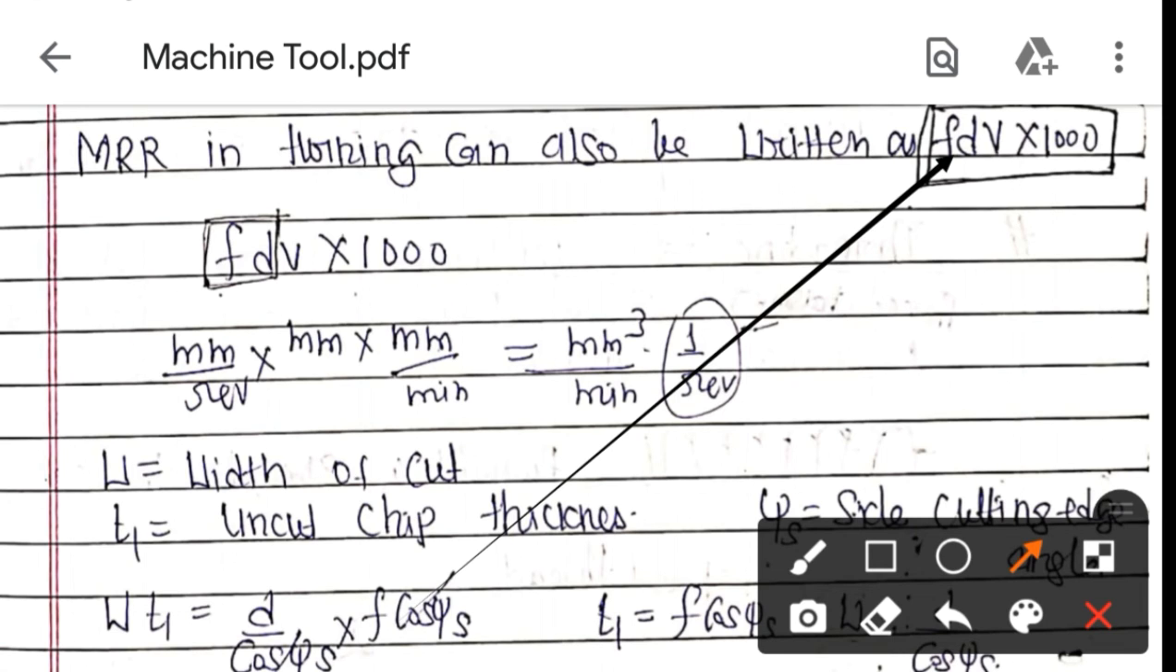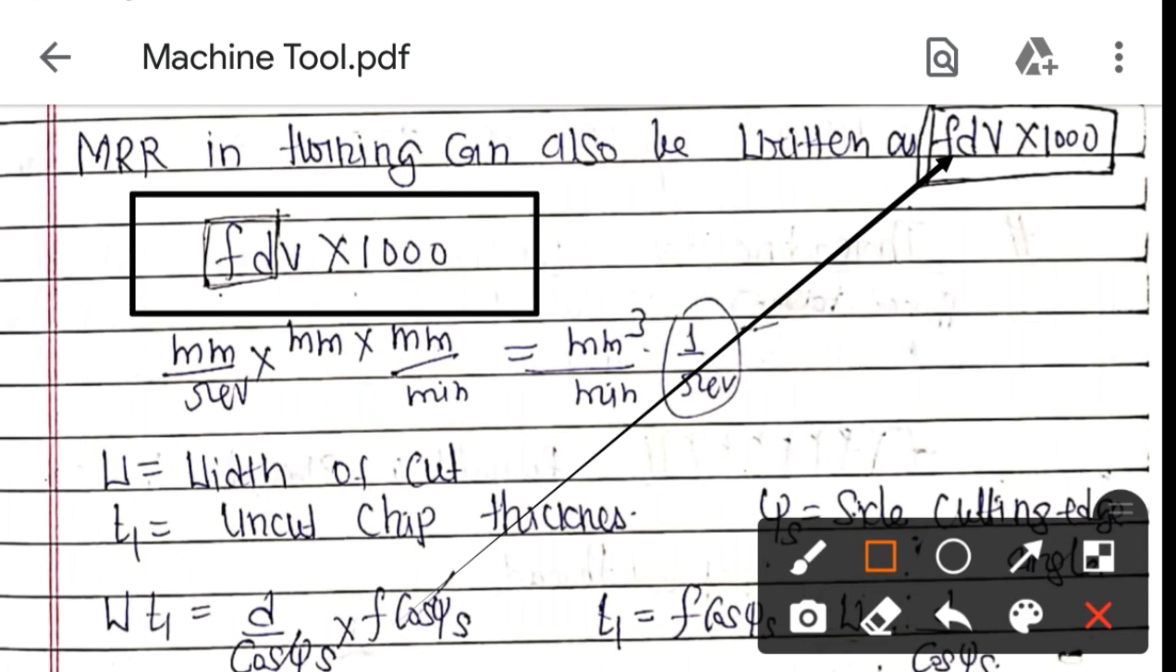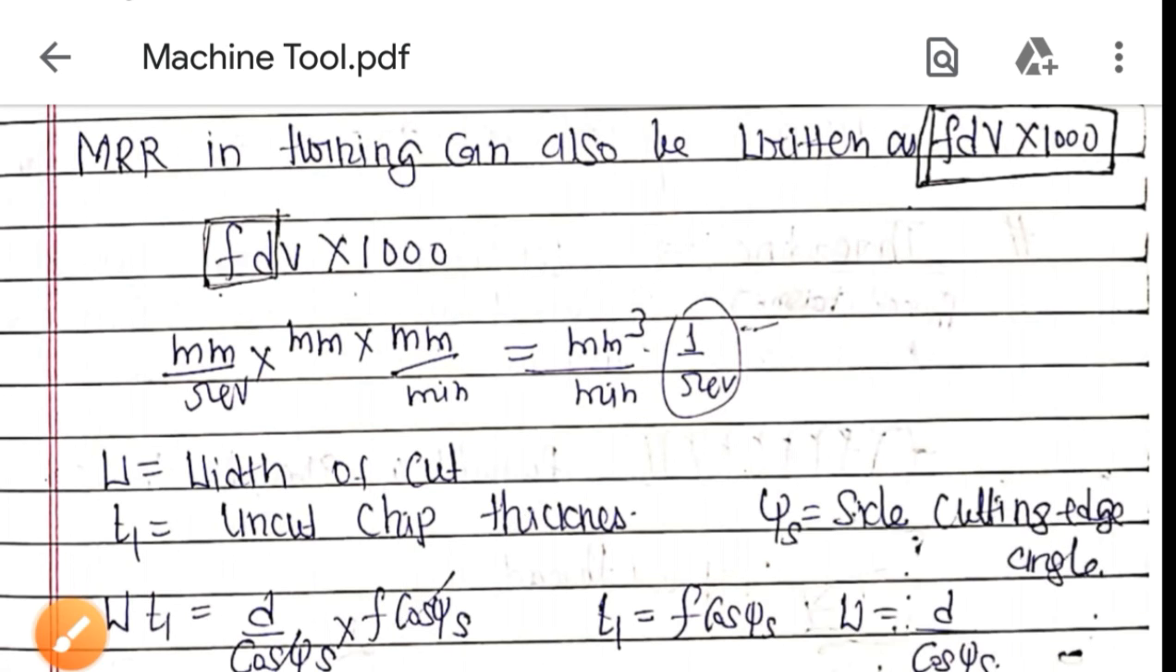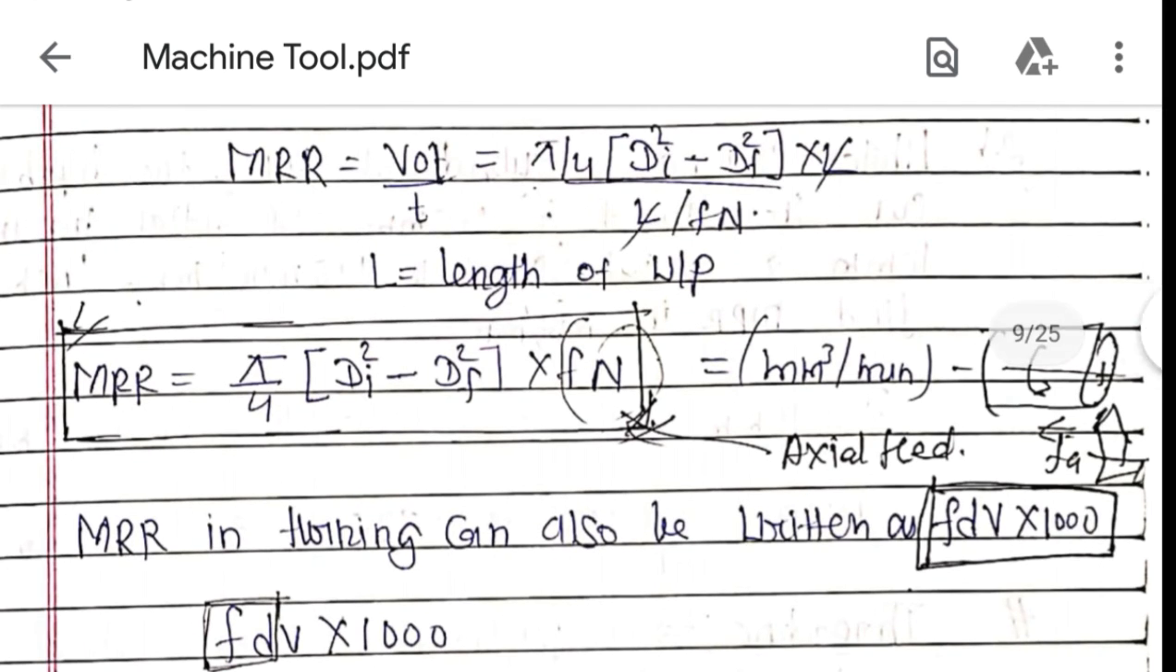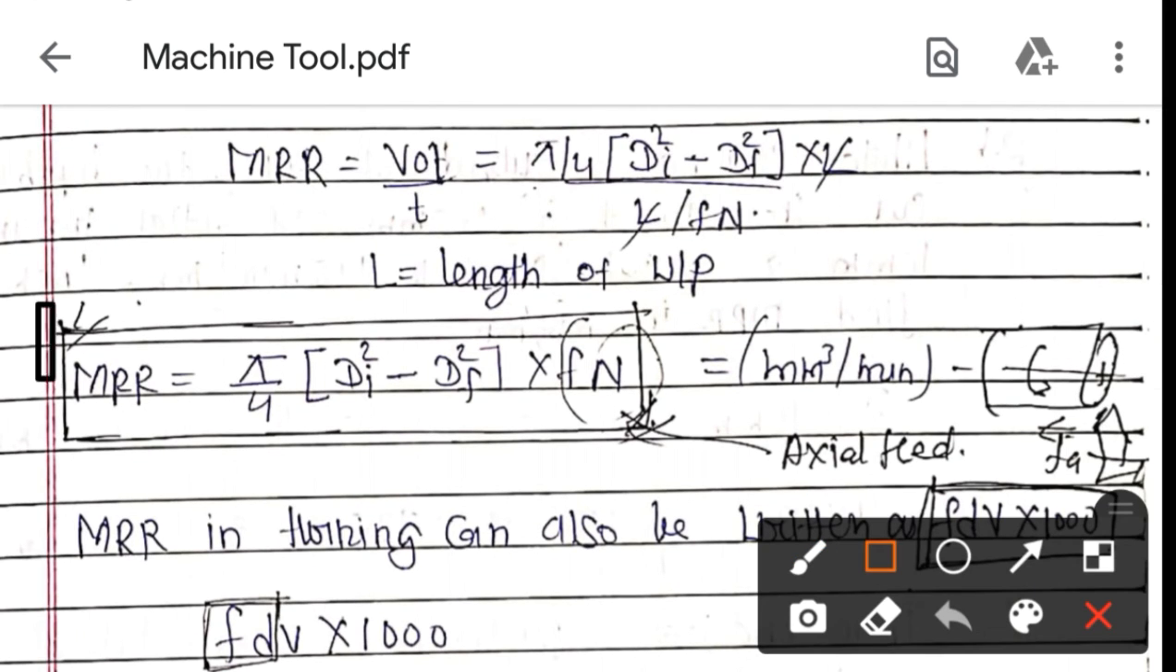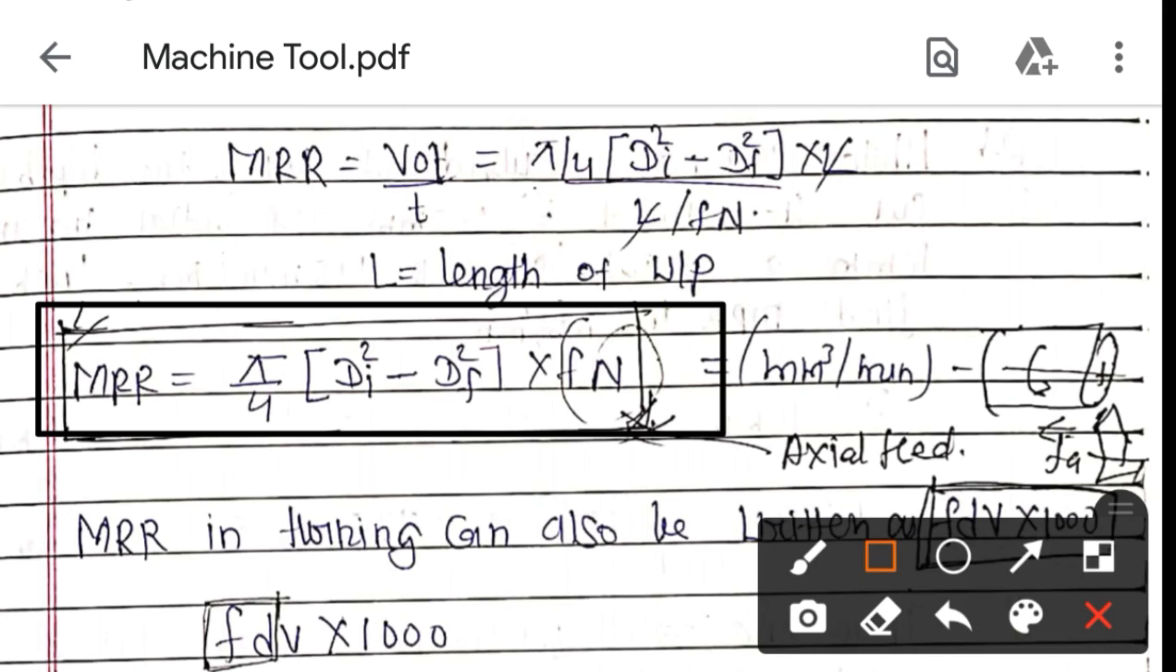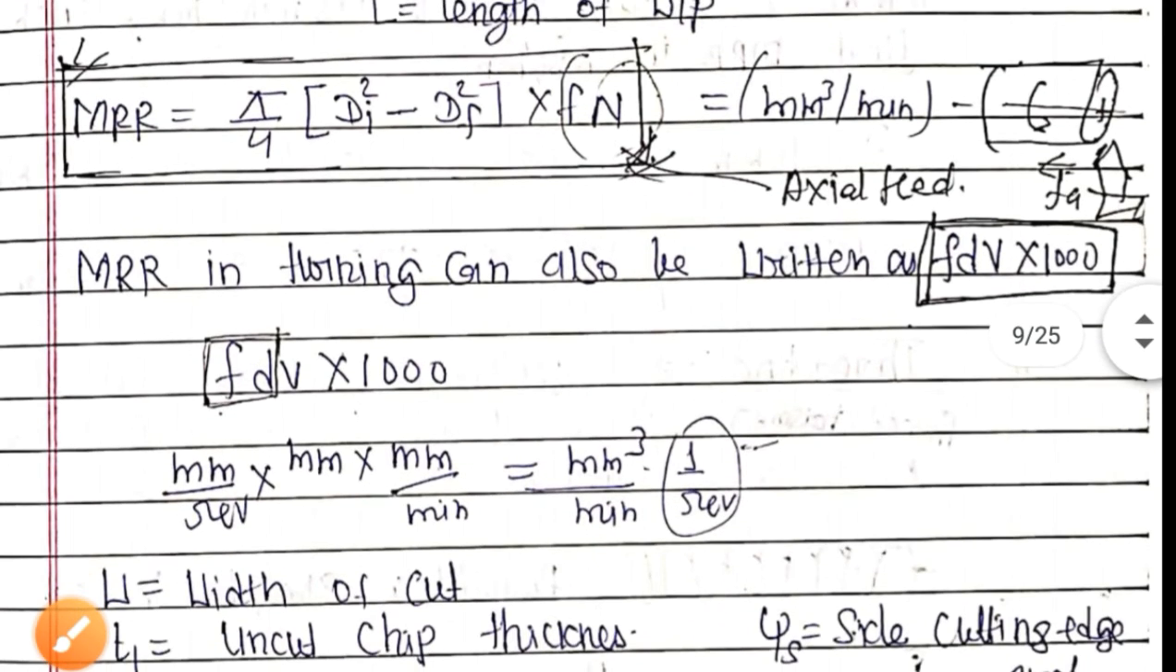FdV into 1000. This is one more formula to find the MRR in turning. This is one formula and this is one formula. So please remember these two formulas for finding the material removal rate. Okay, since some of the questions here are blurring, I am not discussing them.